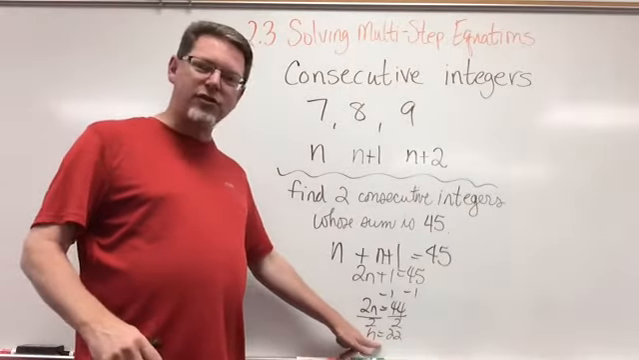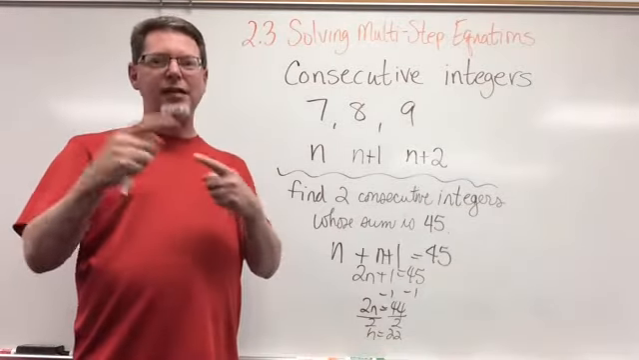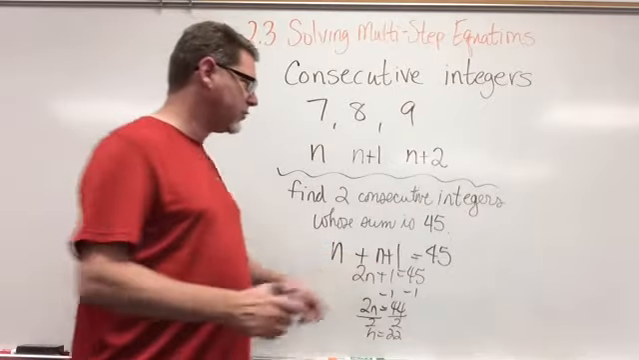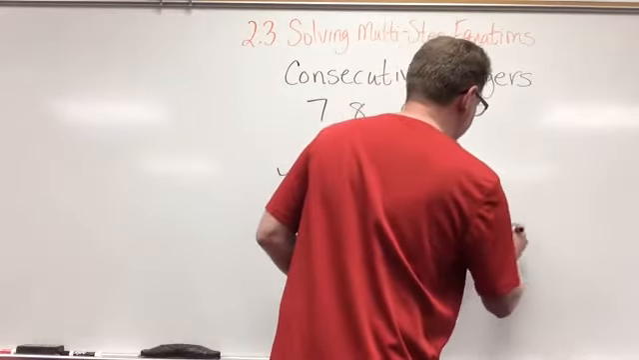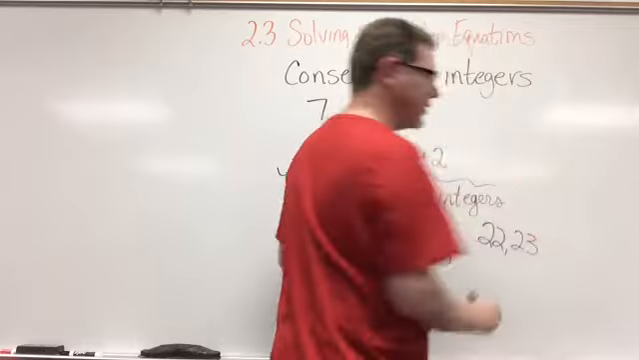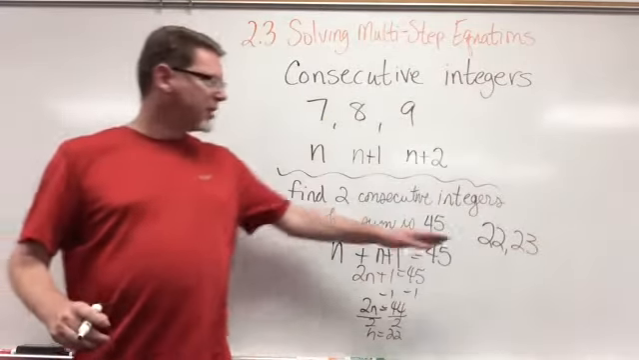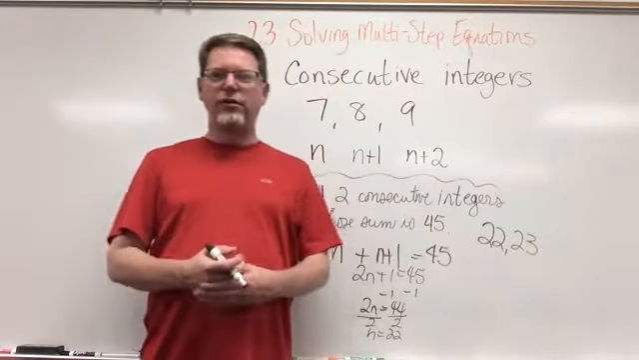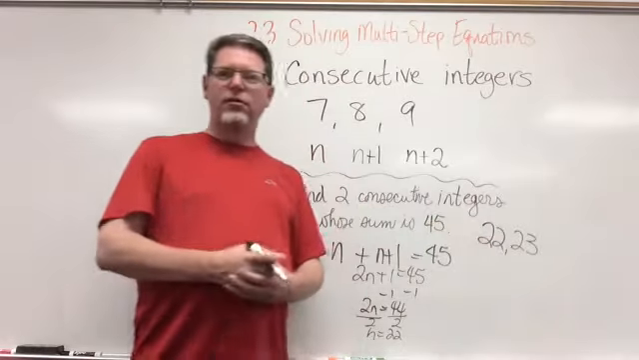So if the first integer is 22, then the second one has to be 22 plus 1, which is 23. So the final answer is 22, comma 23. Because my 2 consecutive integers are 22 and 23. And when you add them together, you get 45.